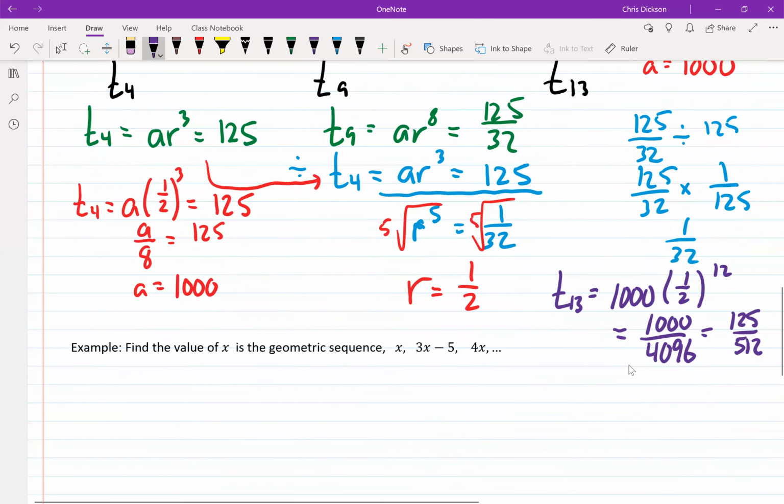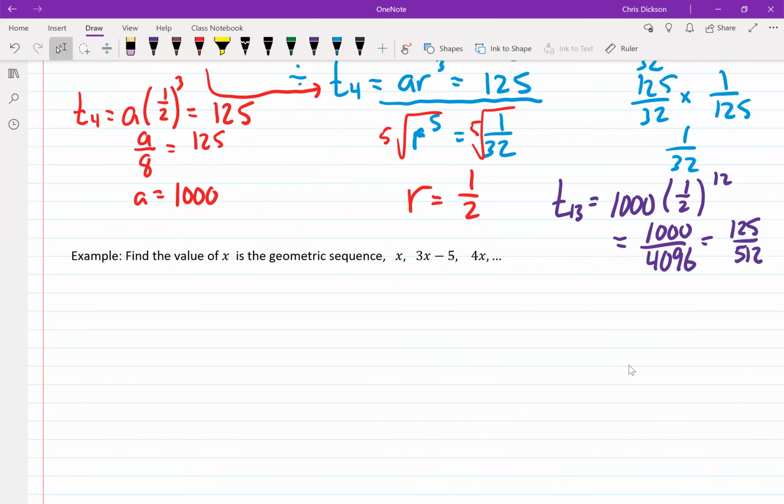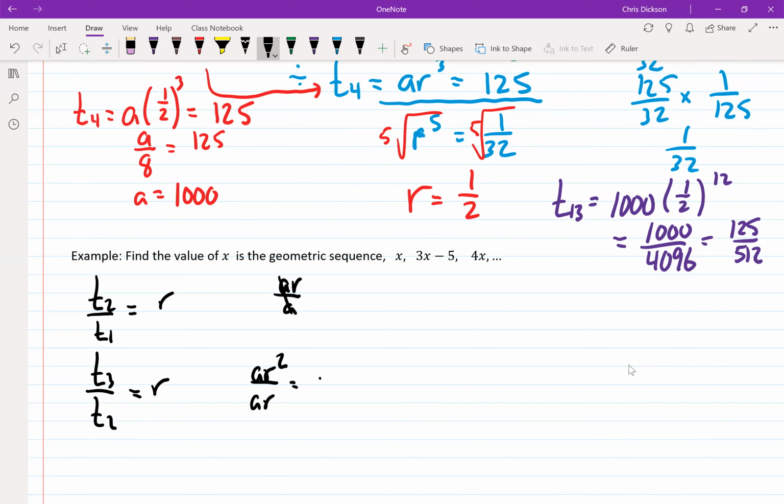So our last question is quite a tricky one, but I know some of you are super keeners out there. So we're going to solve for the x value in this geometric sequence. We're told it's geometric, which means if I take T2 and divide it by T1, I should get r, because that's really ar divided by a. So that would just be r. And if I take T3 and divide it by T2, that should also give me r, because it's ar squared divided by ar.